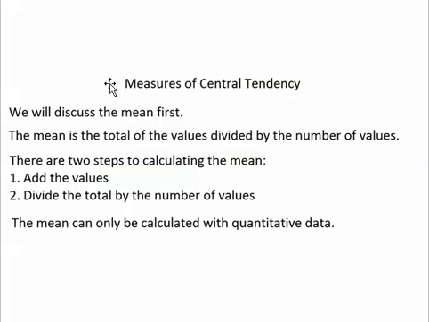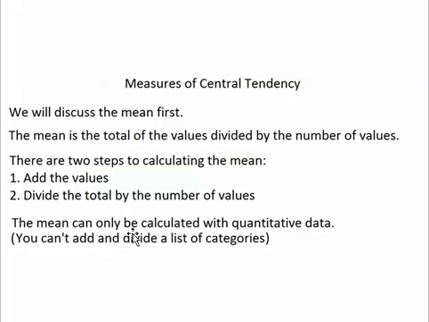For example, if you have a list of heights, you could calculate the mean of those heights. If you have a list of incomes, you could calculate the mean of the incomes. But if you've recorded something like a list of genders or a list of hair colors, you can't calculate the mean of those because you can't add them and divide them. So yeah, you can't add and divide a list of categories or words.